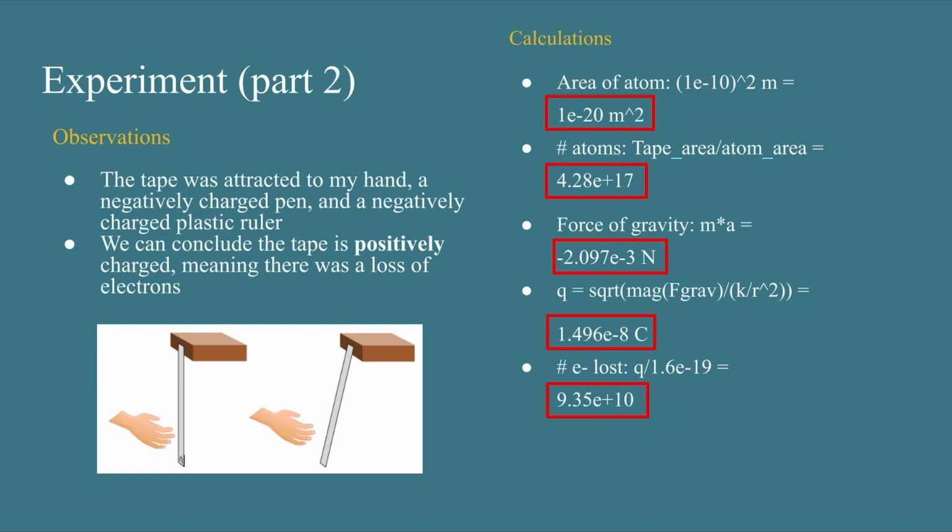To find Q, the charge, I solved for it in Coulomb's equation, and I got 1.496 times 10 to the negative 8 coulombs. The number of electrons lost was found by dividing Q by 1.6 times 10 to the negative 19. This gave me an answer of 9.35 times 10 to the 10.